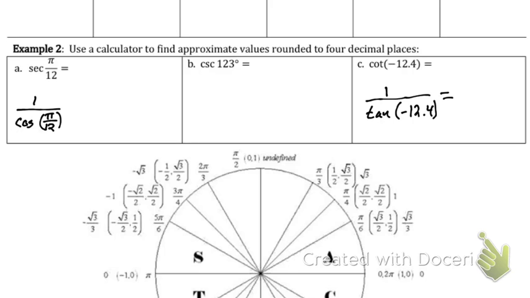All right, which should come out to 5.955. Is that correct? Wait, I got a negative. You're wrong. I'm right. Did you make sure you typed in 1 over tangent of negative 12.4? Found the mistake.